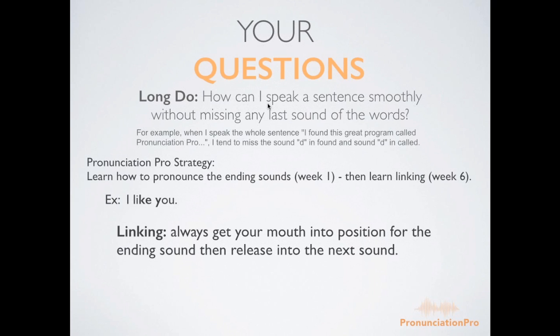So when it comes to pronunciation, you're always going to get your mouth in position for those ending sounds. So even though I might not fully pronounce the K sound in "like," I have to get that mouth position there. So it doesn't sound like "I lie you," but "I like you." So what happens is that ending sound, instead of releasing the K, I'm releasing into the next sound. But my mouth is in position for that ending sound always. Okay, so, I like you.